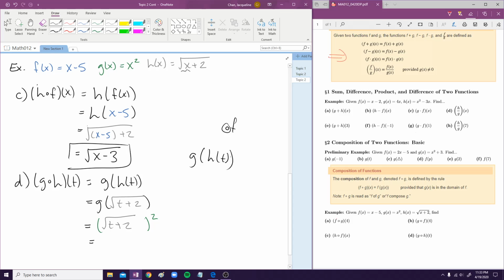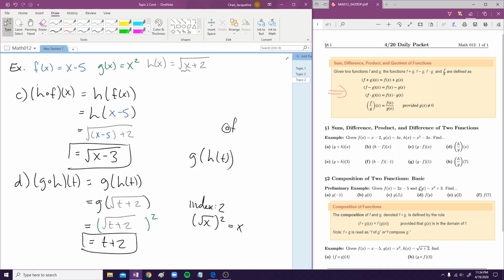So when I solve for this, recalling back from chapter 7, when we have the square root to the square, the square root has an index of 2, and then this power is 2. So what does that mean? They cancel. So what am I talking about? I'm talking about this. Okay, so what does this equal? This equals t plus 2. Right? So that is g of h of t, which is equal to t plus 2. So that is all of our examples today.